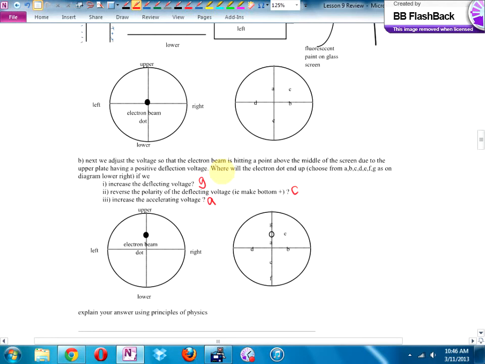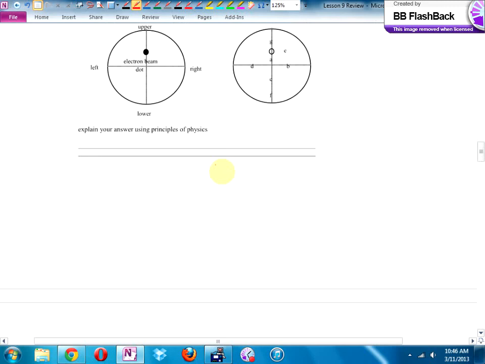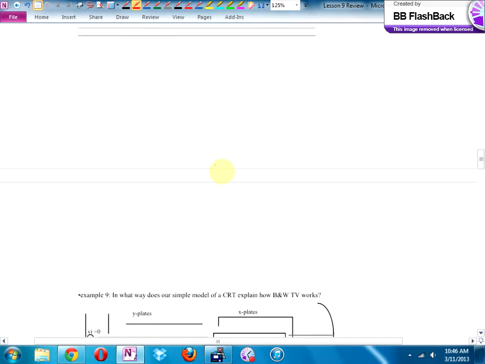So in a couple of units, when we start looking at magnetism, we're going to come back to this cathode ray tube and actually do it properly with solenoids. And that I will be testing you on. So I always start out showing you the original way, but the technology for a black and white TV, well, it says explain your answer using principles of physics. I think we just did. Turn the page.